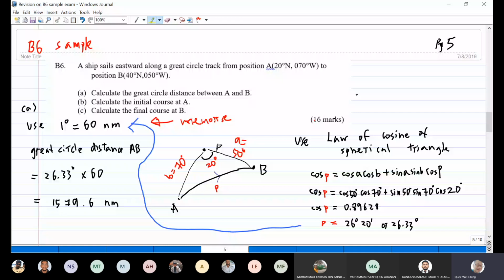The distance between A and B on the great circle is 26.23 degrees. So multiply by 60. This will be 1579.6 nautical miles. So this is how you answer part A.